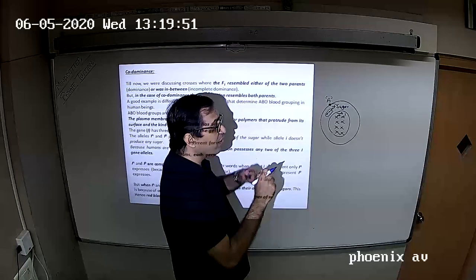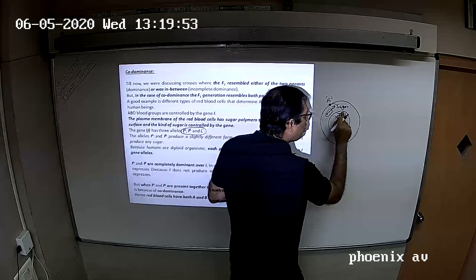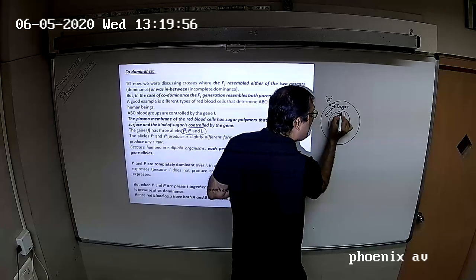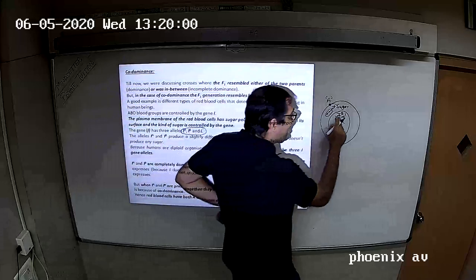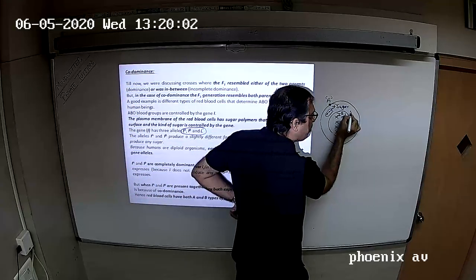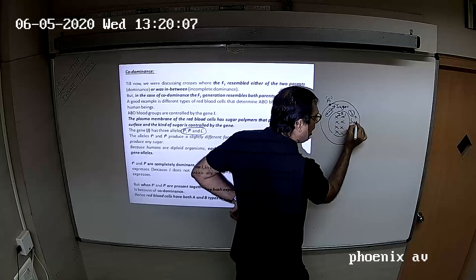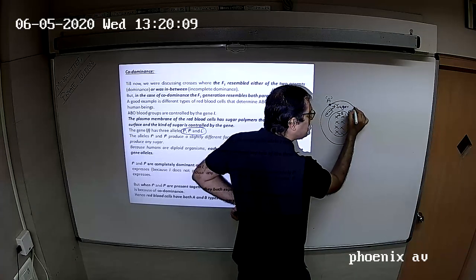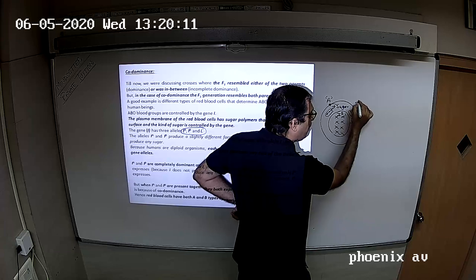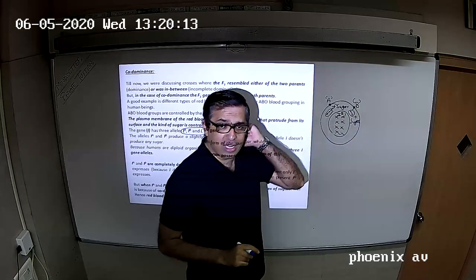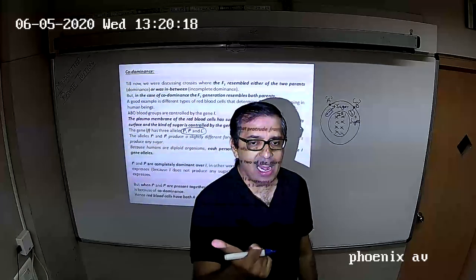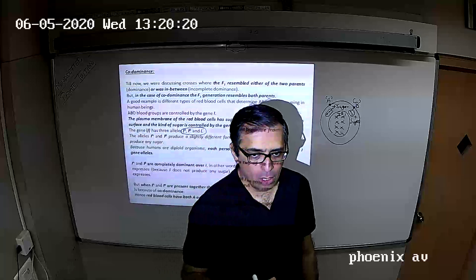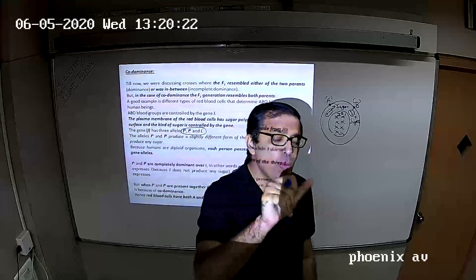You have another allele. Suppose you have I capital B small i. I capital B will form a protein, and that protein will combine with a sugar and will come on the surface and form a protein called B protein or B antigen. So what does I capital A small i form? A antigen. What does I capital B small i form? B antigen.